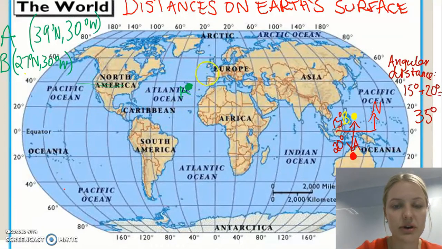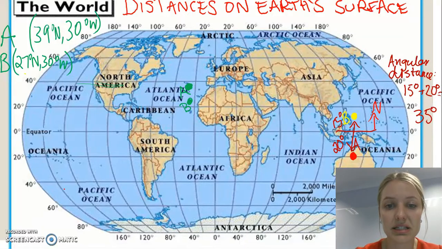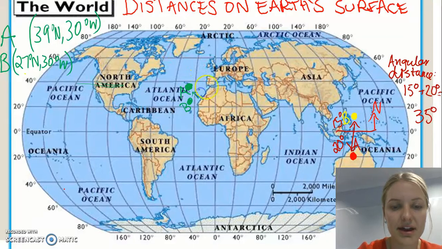B is 27 degrees north, 30 degrees west, 27 degrees north of the equator, and 30 degrees west of the meridian. Okay, this is very much just an estimate in this location here, A to B. What is the angular distance between these two locations? Now you'll notice that they don't have to pass over the equator. Okay, they're both in the northern hemisphere.